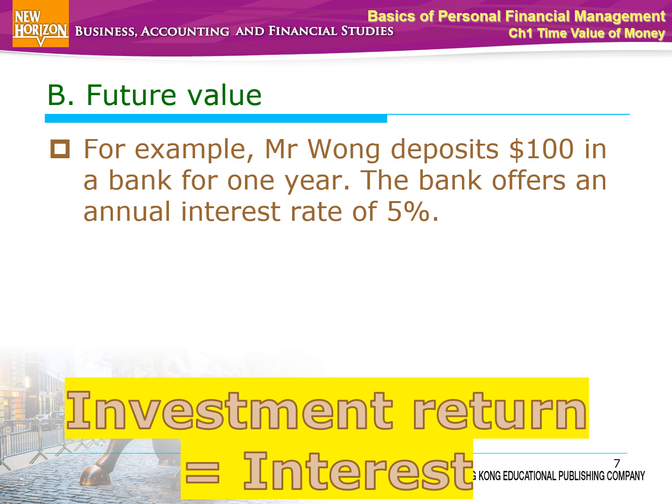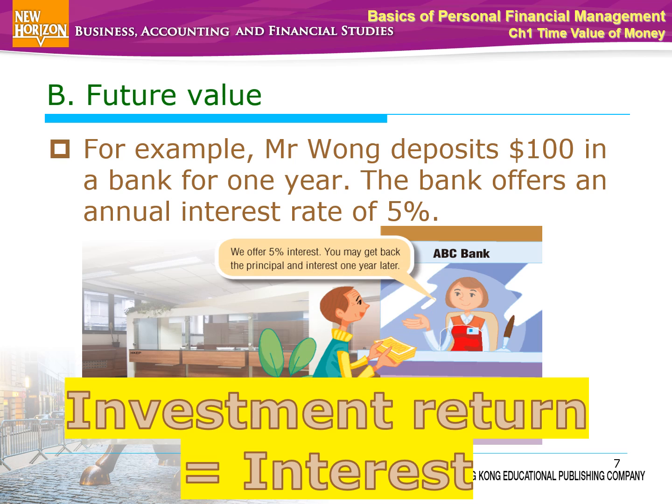Okay, let us look at this example. Mr. Wong deposits $100 in a bank for 1 year. The bank offers an annual interest rate of 5%. Just like the picture, you are Mr. Wong and you go to the ABC Bank to give $100 to a cashier of the bank. The cashier tells you that the bank offers 5% interest. That means you may get back the principal and interest 1 year later. This interest is what we call investment return.